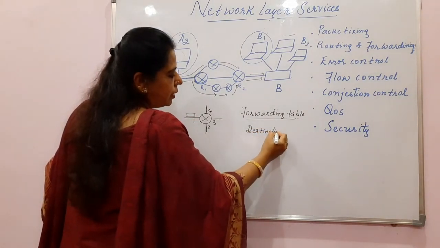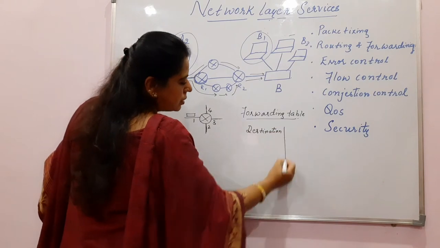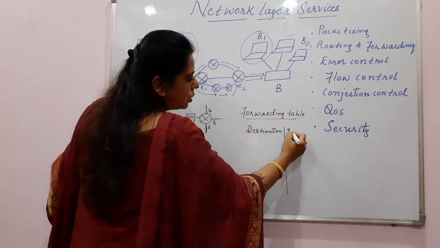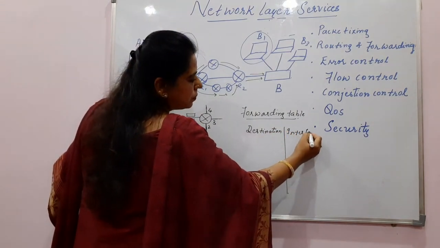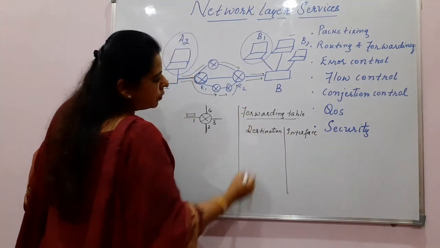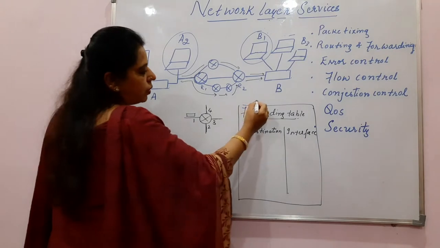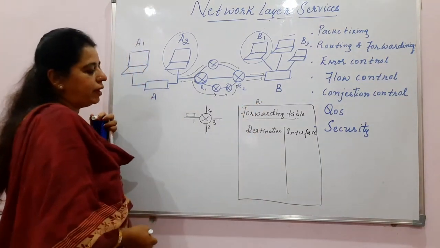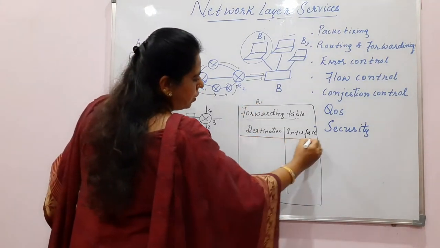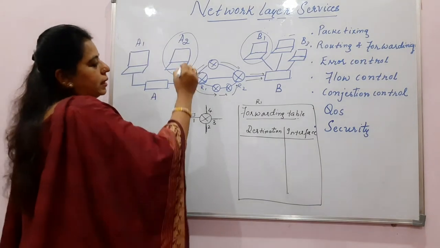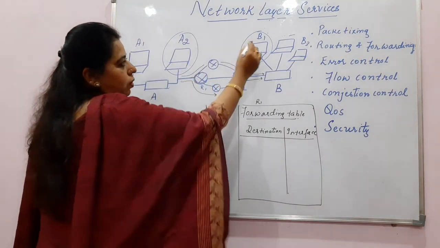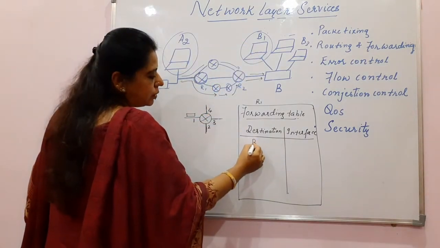So it will write like this: if the destination is some particular node, what should be the interface used? So this is the forwarding table, which is maintained by which one? Which is maintained by this router. Let us take router R1 is maintaining this forwarding table. It has got 2 columns. Now in this example, the router wants to send the packet to the destination B1.